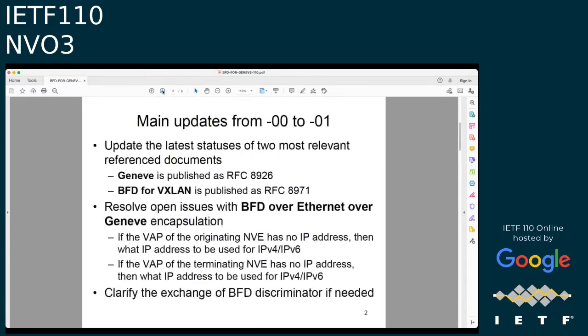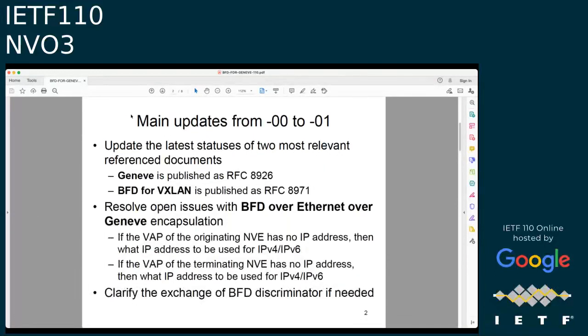This is the summary of main updates from 00 version to 01 version. The first one is to update the latest status of two most relevant referenced documents. They are the Geneva document and the BFD for VXLAN document. Geneva tunnel encapsulation has been published as RFC 8926, and BFD for VXLAN has been published as RFC 8971.